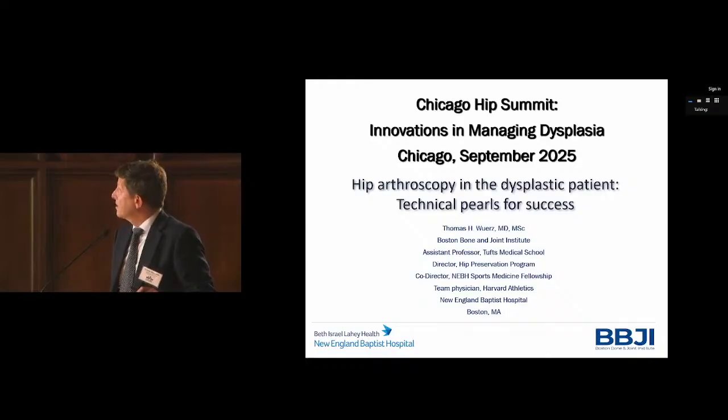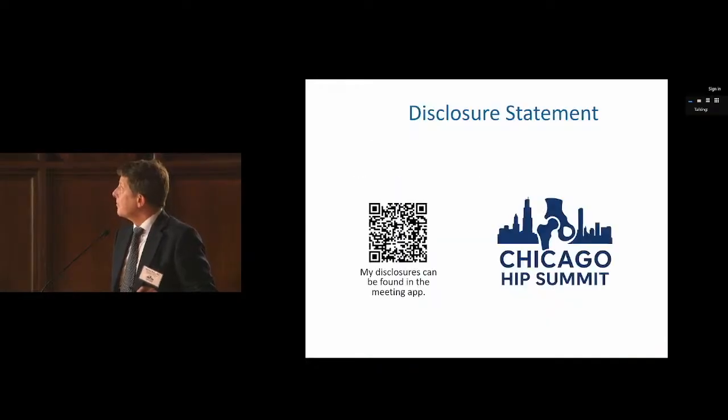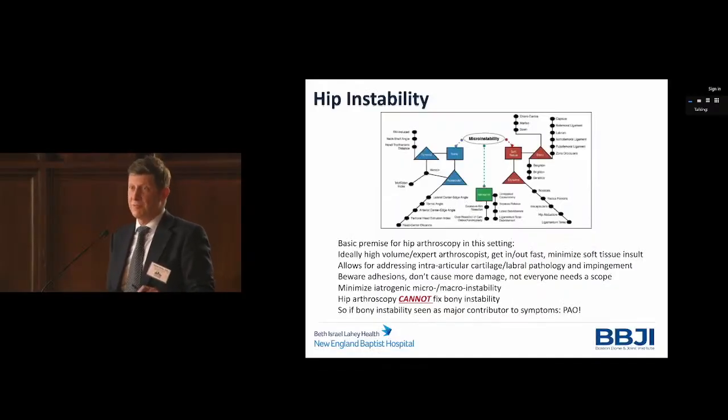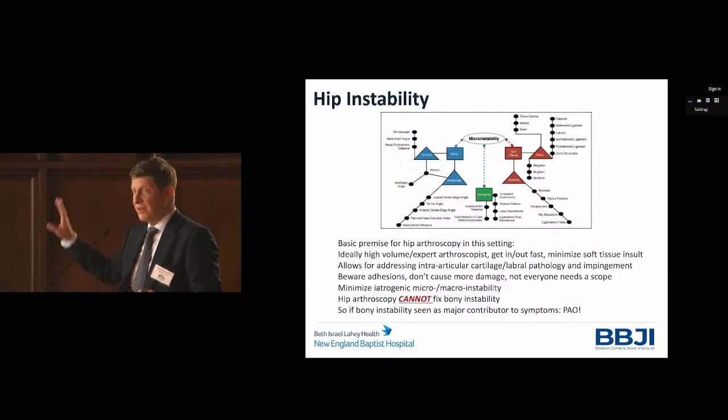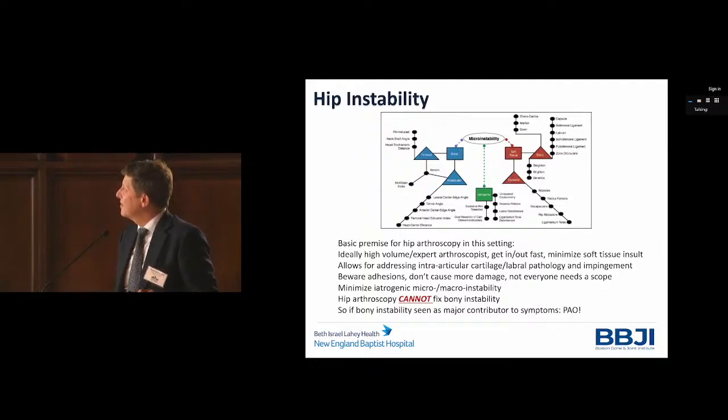But I'm going to talk about hip arthroscopy in the dysplastic patient. I think we had a good discussion this morning about instability, so I'll just leave it at that. I think we don't really know where we are. But the basic premise for this talk is that in this setting, you want a high-volume, expert arthroscopist during the surgery. You want to get in and out fast. You don't want somebody whose traction time is 50, 60 minutes; 25 to 35 minutes is about the right range. Otherwise it's bad, because you want to minimize soft tissue insult and swelling, especially if you're doing a concomitant PAO as well, right?